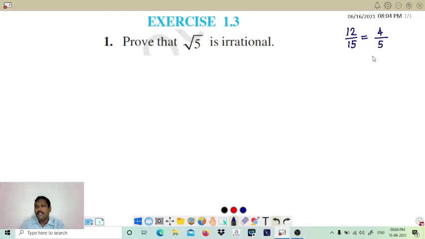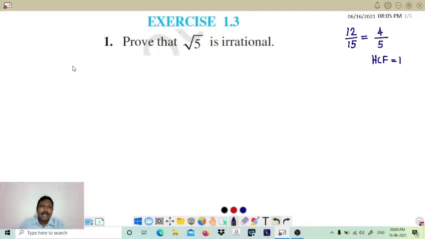Lowest form means the HCF of these two numbers will be 1. That is the meaning of simplest form. These two numbers are called coprime. If the HCF of two numbers is 1, then we call them coprime, that is, no common factors other than 1. Okay, so let us move to the answer.